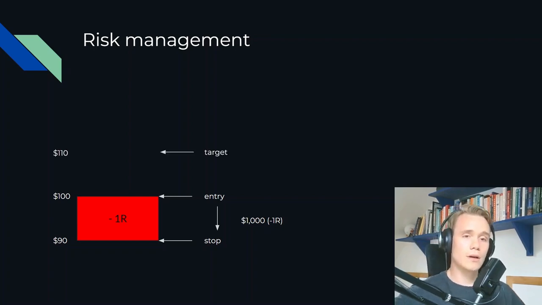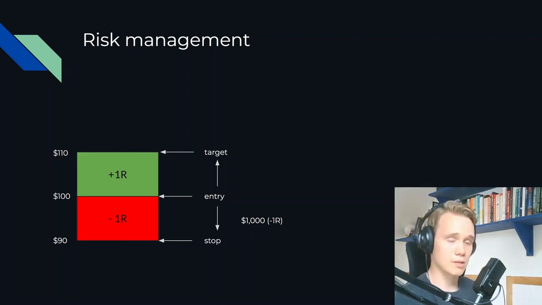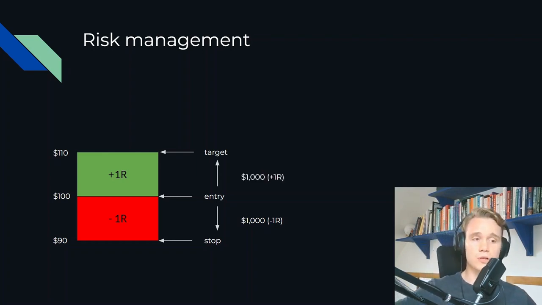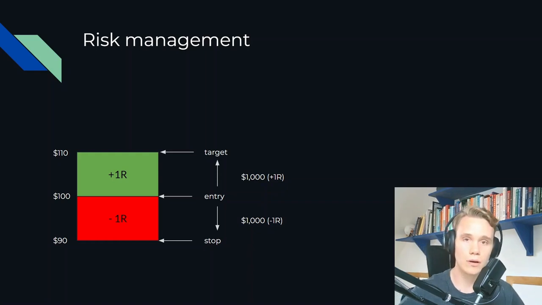Now, on this trade, you're looking for a target at $110, which is $10 price fluctuation in our favor. And that indicates 1R, or 1 unit of risk. But in this example, it's not risk, it's reward. So plus 1R as reward. Now, because we're risking $1,000, 1 unit of risk, or 1R, is $1,000. So that means we're standing to gain $1,000, or 1 unit of reward in this position.